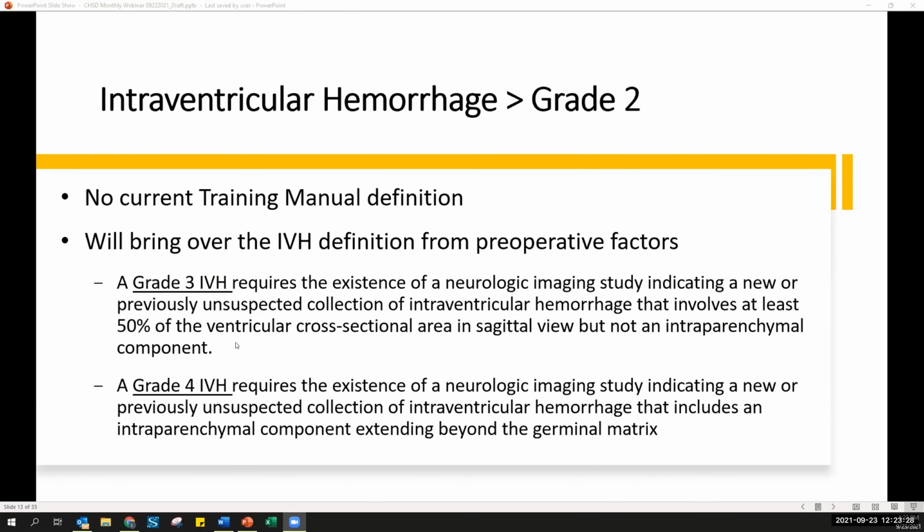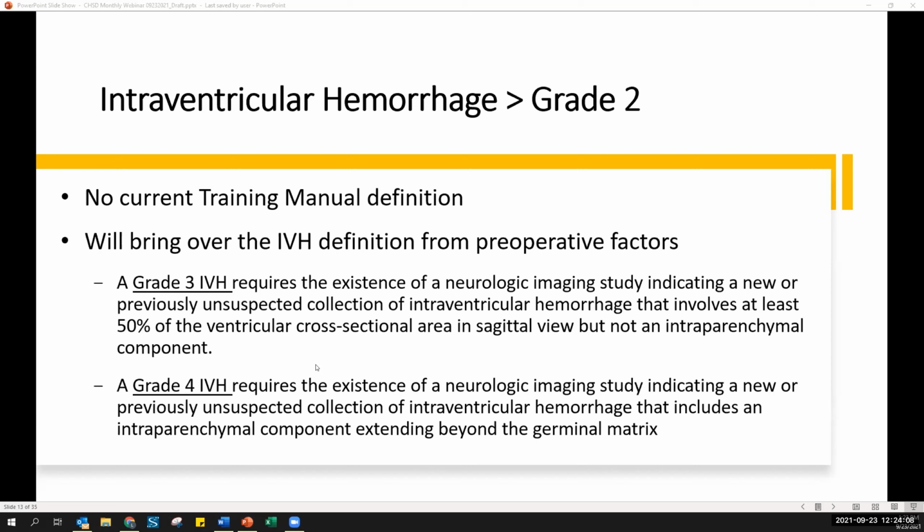Intraventricular hemorrhage greater than grade 2. In the complication section, we were remiss, and noted, I should say, that there is no definition included in the training manual. So thank you to the person that actually asked us a question about this. When we went to look at the definition, we realized there was not one. However, we have very nice definitions in our preoperative factors, and there shouldn't be any reason that those shouldn't be consistent. So since it's greater than grade 2, we're going to bring over the definitions from the preoperative factors of grade 3 intraventricular hemorrhage and grade 4 intraventricular hemorrhage. We'll see this populate in the training manual, and it will remain there for future use.